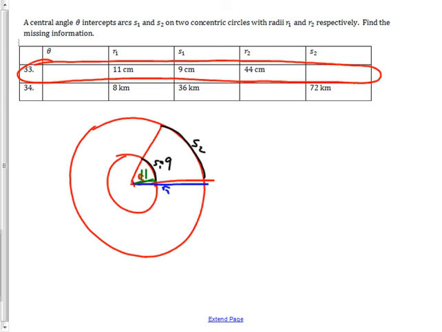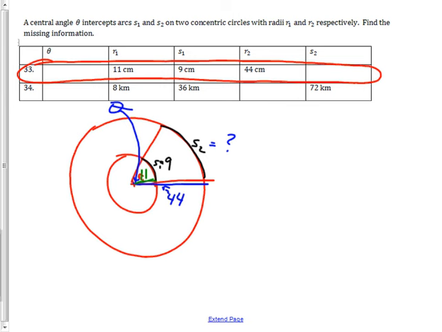And the next one is, they tell us R2 is 44. The blue one there, that's 44. And what do we want to know? We want to know theta, which is this angle on the inside here, the central angle. That's theta. And we also want to know S2, which is this guy right here. I don't know what it is. Well, how can I do that?